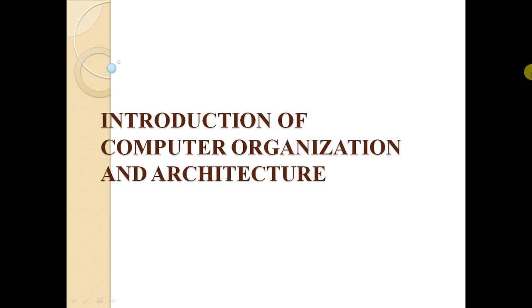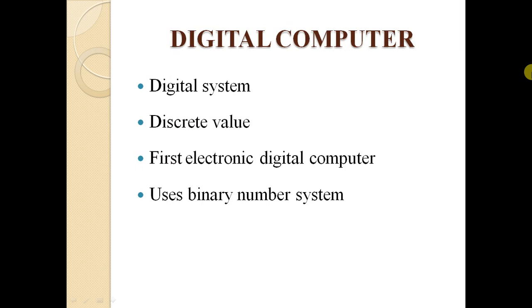In this video, we are going to discuss the introduction of computer organization and architecture. Digital computer. A digital computer is a digital system that performs various computational tasks. The word digital implies that the information in the computer is represented by variables that take a limited number of discrete values. These values are processed internally by components that can maintain a limited number of discrete states.